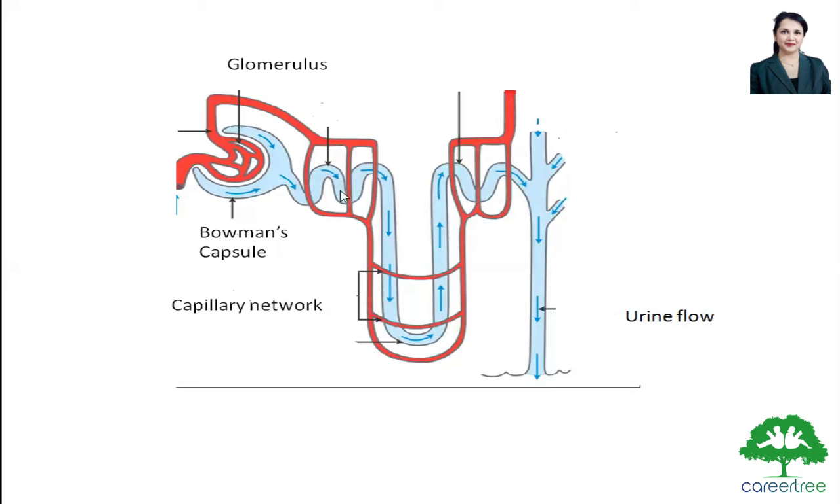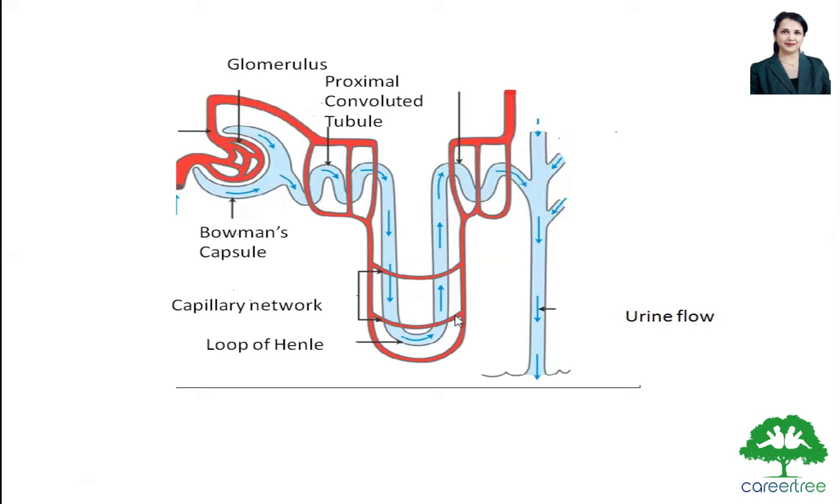The tubule which comes out from the Bowman's capsule is known as the proximal convoluted tubule. Proximal means nearer, that is, nearer to the Bowman's capsule. This is the first convoluted region of the tubule. Both the Bowman's capsule and the proximal convoluted tubule lie in the cortex region of the kidney, giving it a dotted appearance in the sectional view.